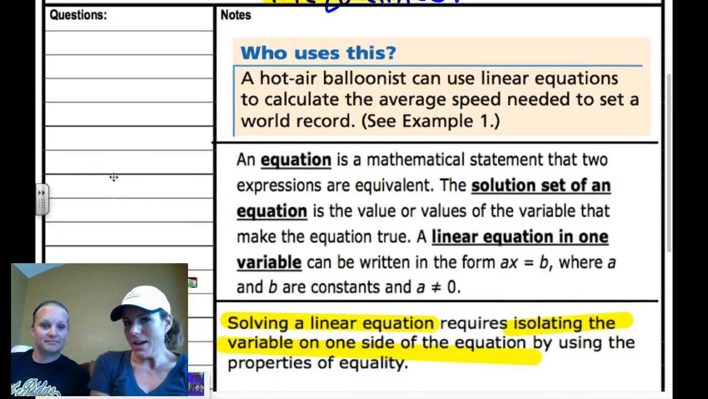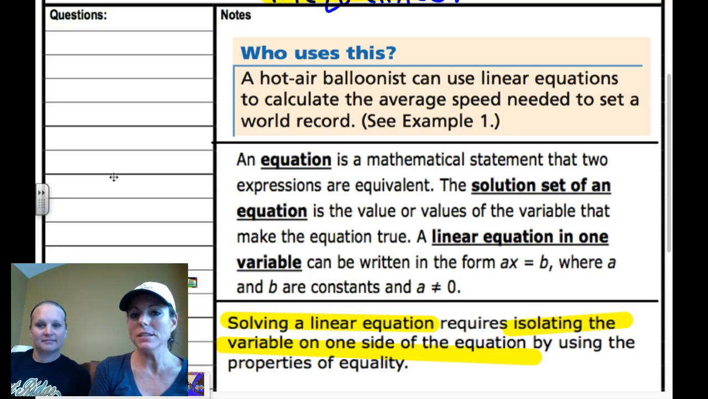So today we threw in a little note talking about who actually can use this. A hot air balloonist can use linear equations to calculate the average speed needed to set a world record. So if you want to be a hot air balloonist, you just may use this.